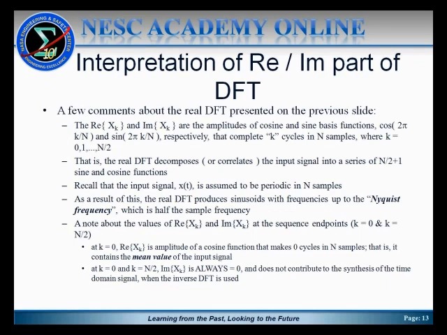And also at k equals 0 and k equals n over 2, the imaginary part is always 0. And so the imaginary part doesn't contribute anything to the synthesis of the time domain signal. So when you want to take the discrete Fourier transform coefficients and reconstruct the original time signal, the equations you'll see never include the imaginary part at k equals 0 and n over 2. And the reason is they're always identically 0 at that point.